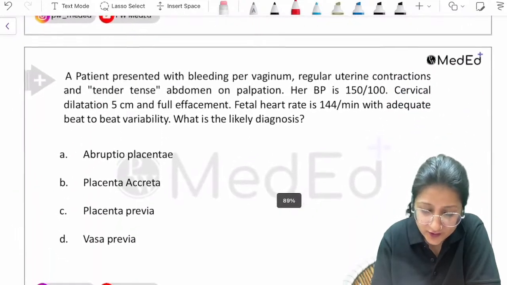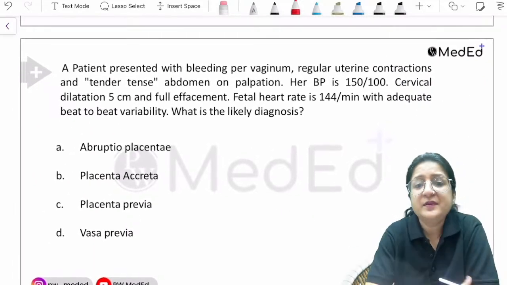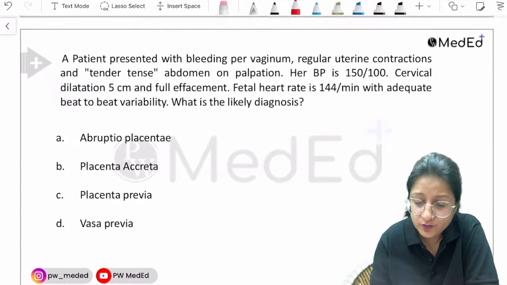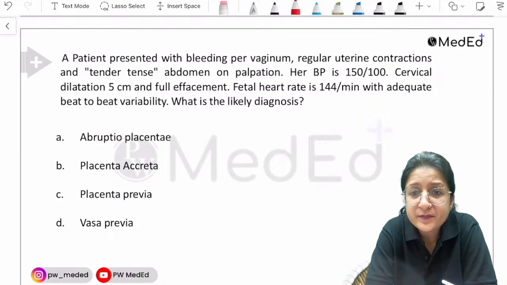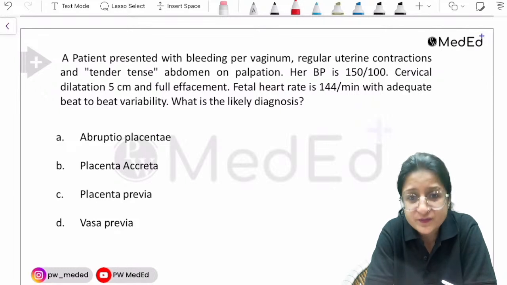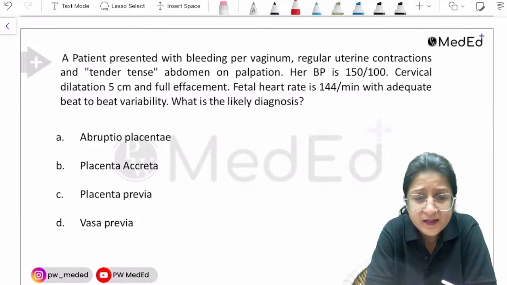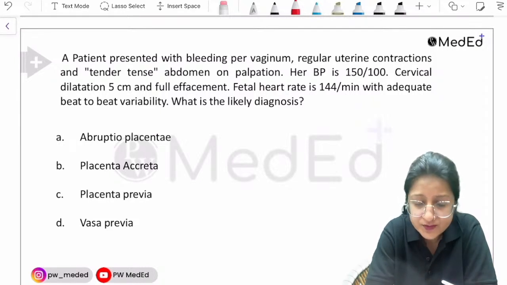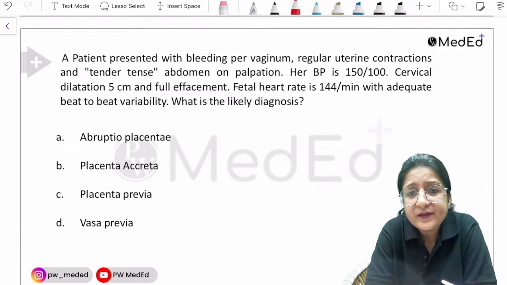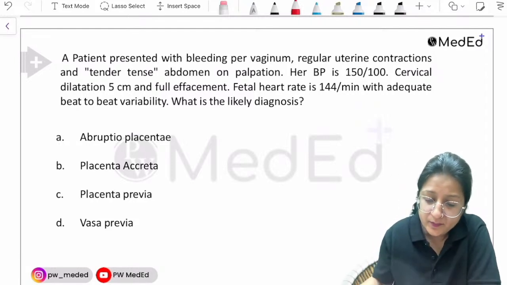Now, next question. A patient presented with bleeding per vaginum, regular uterine contractions, and tense tender abdomen on palpation. Her blood pressure is 150 by 100 mmHg. Cervical dilatation is 5 centimeter, and full effacement is there, right? Fetal heart rate is 144, that's fine, with adequate beat-to-beat variability. What is the likely diagnosis? Right, so she has come with antepartum hemorrhage.